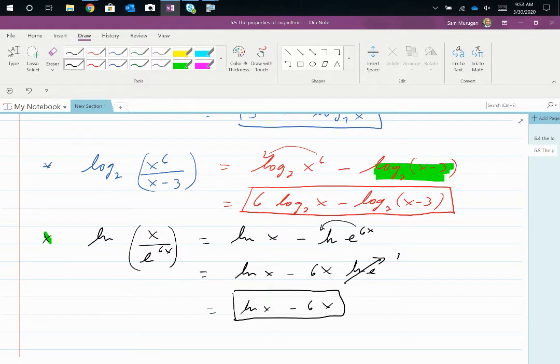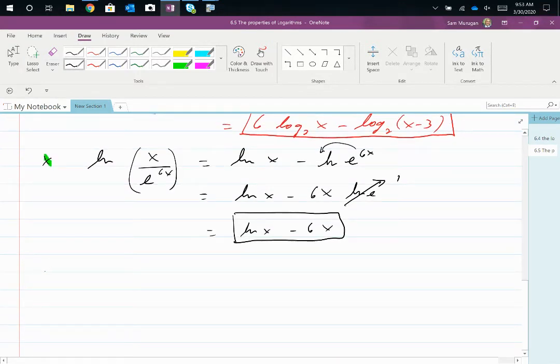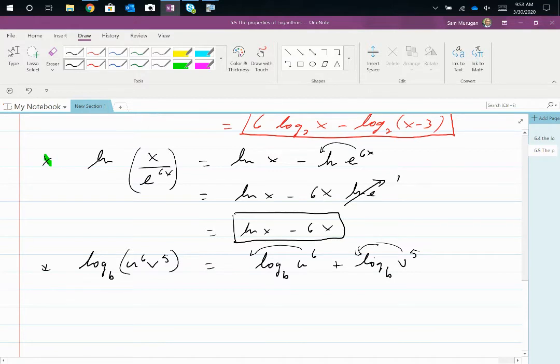And then you may be asked to rewrite. Wait, let me do one more example here. I see an example that I really like here. This is log base b of u to the power 6 v to the power 5. So this is log base b of u to the power 6 plus log base b of v to the power 5. Power rule, bring the 5 to the front and the 6 to the front. So this is 6 log base b u plus 5 log base b v.